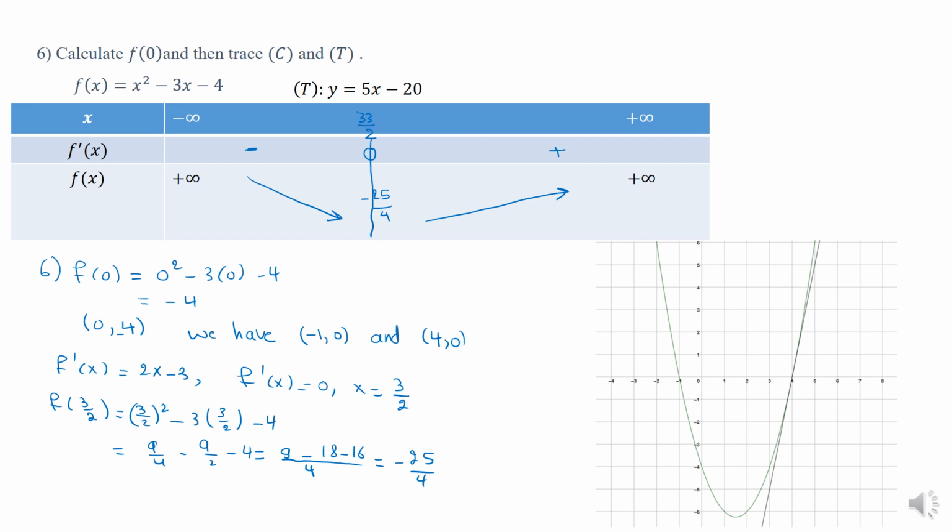So as you can see, a parabolic branch parallel to the y-axis, then the function decreases and passes through the point (-1, 0), passes through the point (0, -4). It has a minimum at (3 over 2, negative 25 over 4). Then it increases to pass through the point (4, 0). And this is the graph of C. This is the graph of the tangent.